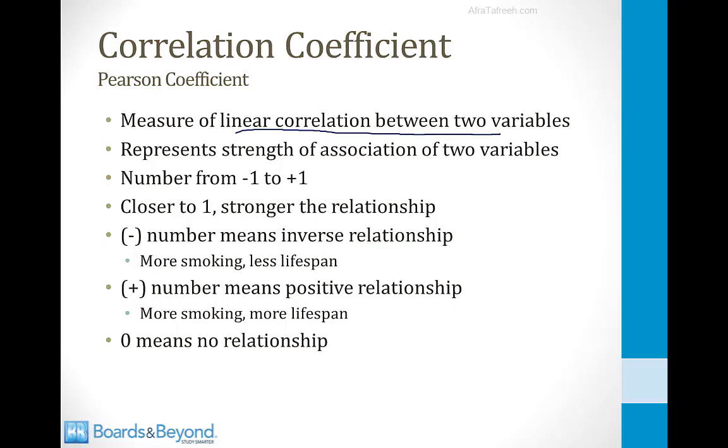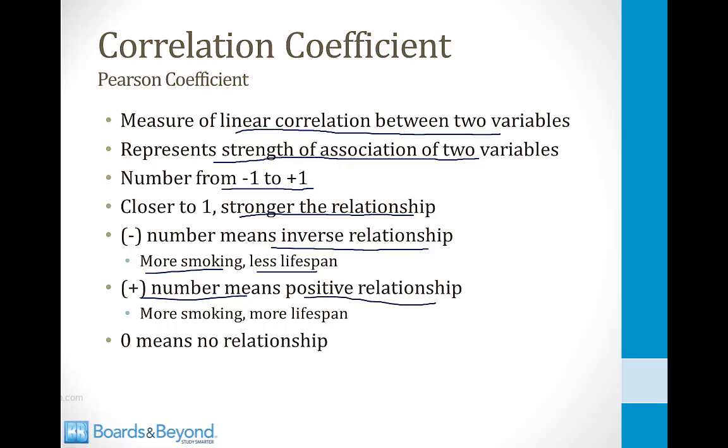The correlation coefficient represents the strength of association between the two variables. It's a number from -1 to +1, and the closer the number is to 1, either positive or -1, the stronger the relationship. We'll talk more about this in a minute. If the correlation coefficient is negative, it means there's an inverse relationship. For example, it would mean more smoking leads to less lifespan. If it's a positive number, it means there's a positive relationship, so that more smoking means you live longer, which we know is not the case in reality.